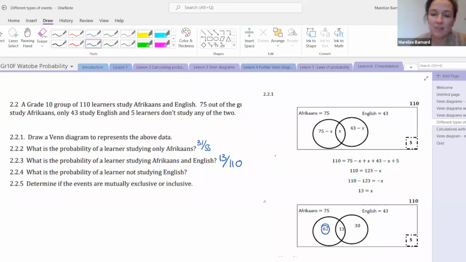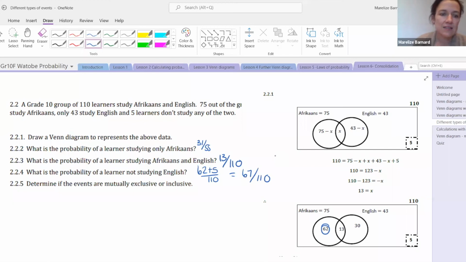I'll help you with this one. That's the 62 plus 5 over 110. Oh, well done, Fence. Yes, 67 over 110. Oh, there's a few of you who got that. Kamba as well. 67 over 110.